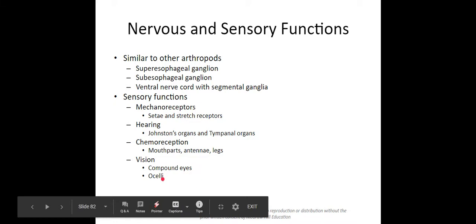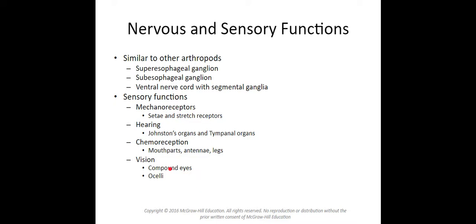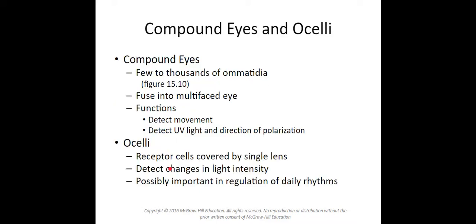And then they have their vision. They have a compound eye, and that compound eye will see a little more distinct images. And then they have ocelli, which are simple eyes that really just pick up light. The compound eyes have lots of little lenses called ommatidia. Sorry. They fuse into this multifaceted eye. So they see kind of like if you're looking through a prism where you have all the different facets.